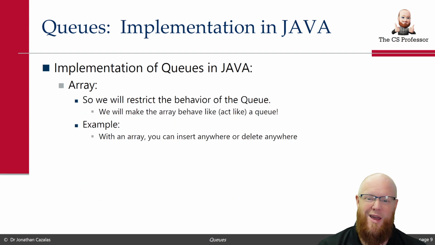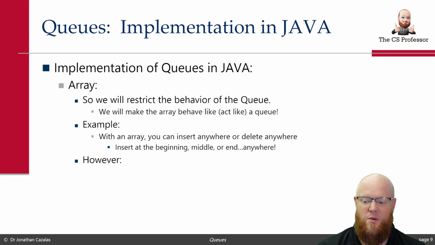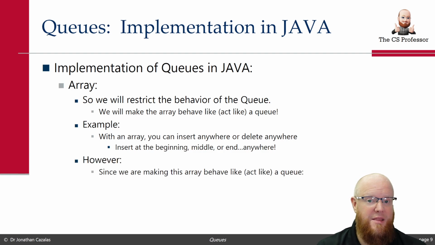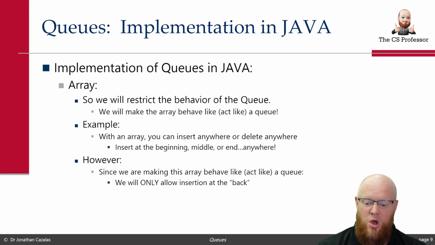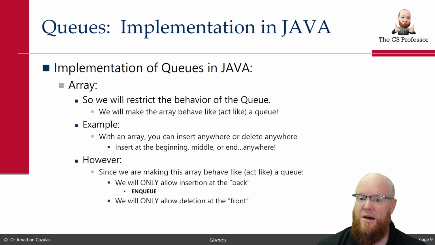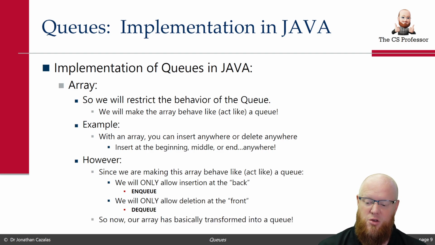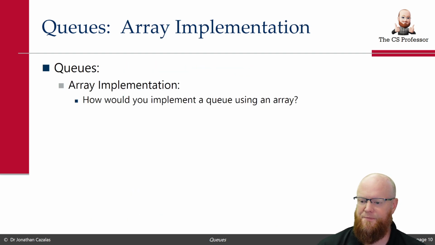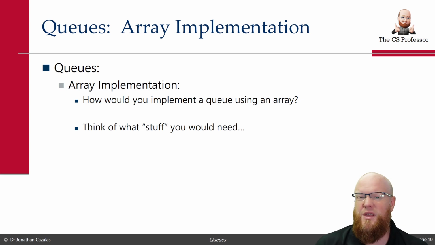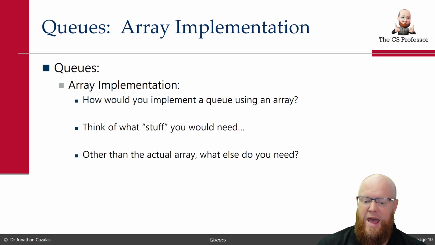So once again, with an array, you can insert anywhere or delete anywhere, right? But since we're going to make this array behave like a queue, we only will allow insertions at the back, and we will only allow deletions from the front, which will be our enqueue and our dequeue operations. So now we have effectively transformed this array into a queue. So how would you implement this queue as an array? Or think of the stuff that you would need to actually implement this queue as an array.